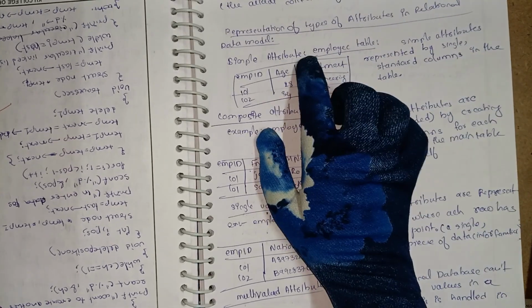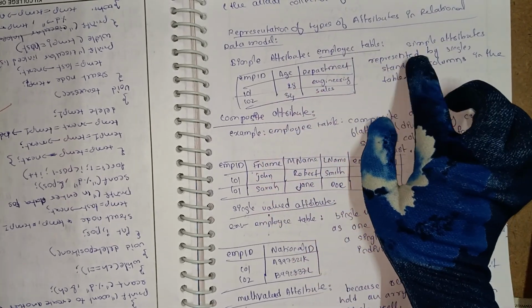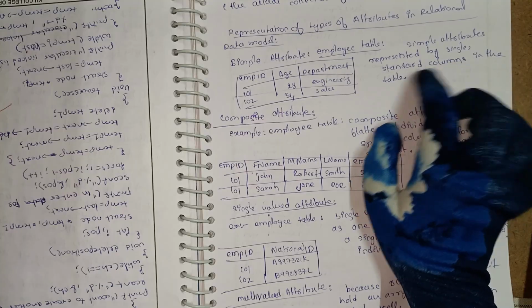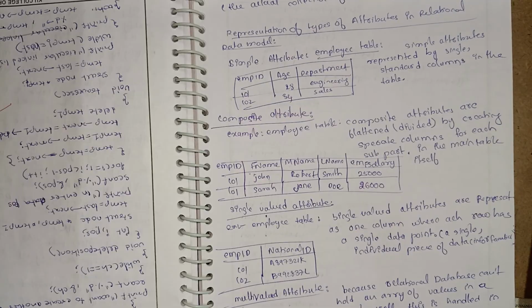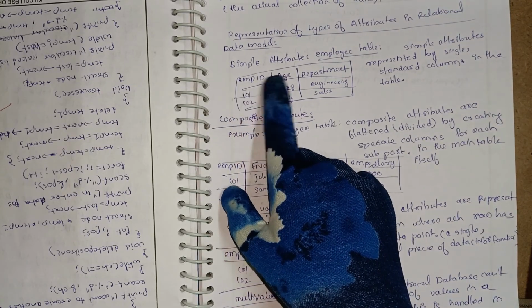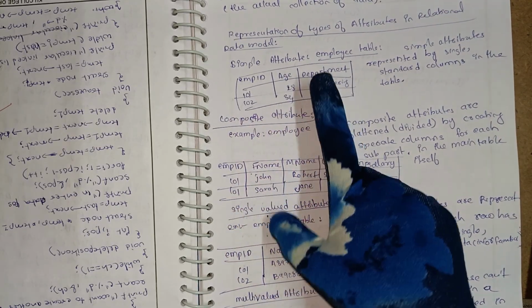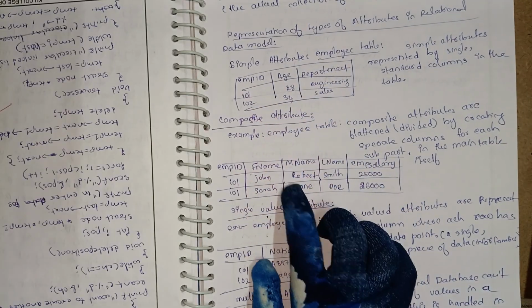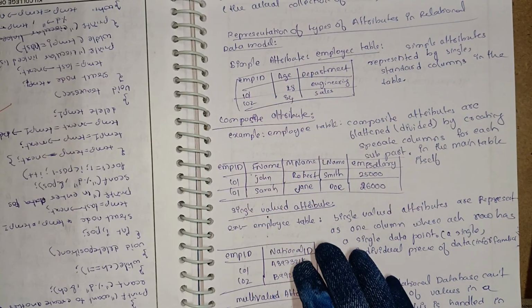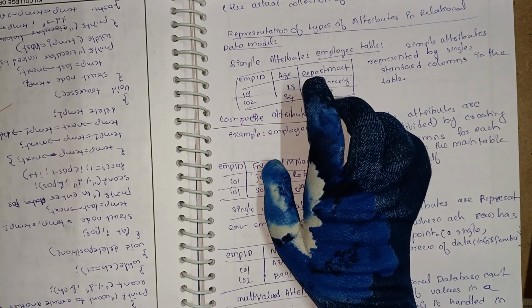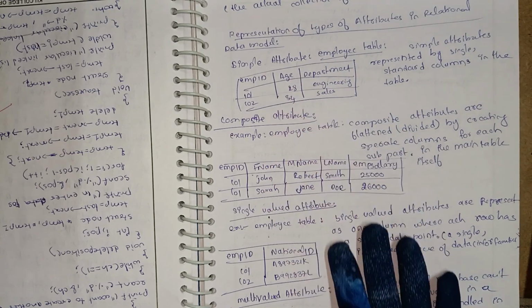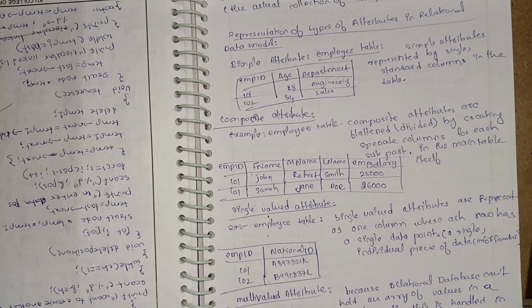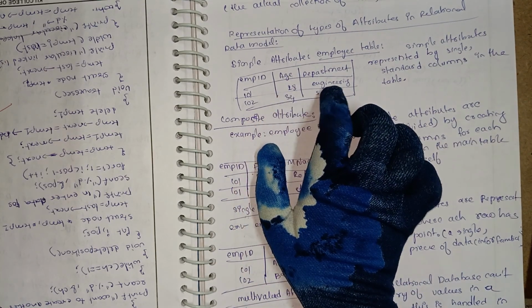So here for simple attributes, an example is the employee table. Simple attributes are represented by single standard columns in the table, like age and department. Employee ID, age, department. These are examples of simple attributes. We represent a relation in the relational data model like this. Separate columns for all simple attributes.